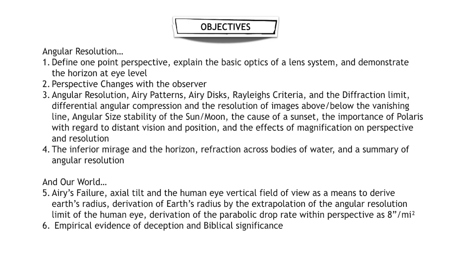We will then go through in part 3 the angular resolution, Airy patterns, Airy disks, Rayleigh's criteria, diffraction limit, differential angular compression, and the resolution of images above and below the vanishing line, angular size stability of the sun and moon, the cause of a sunset, the importance of Polaris with regard to distant vision and position, and the effects of magnification on perspective and resolution.